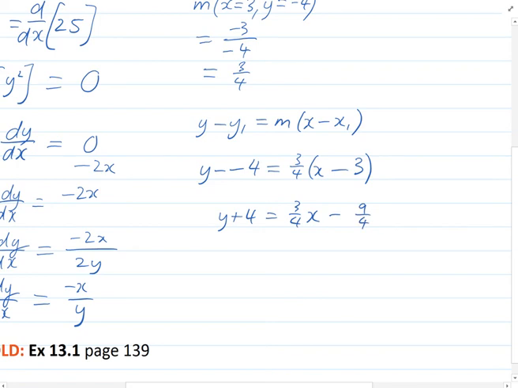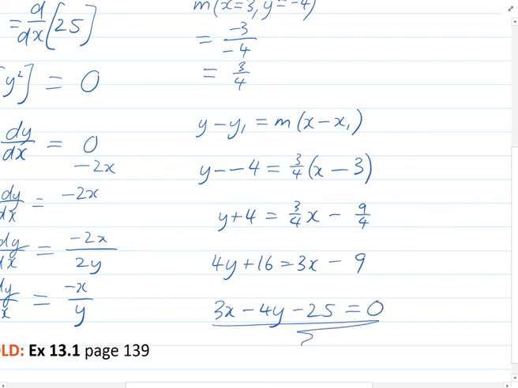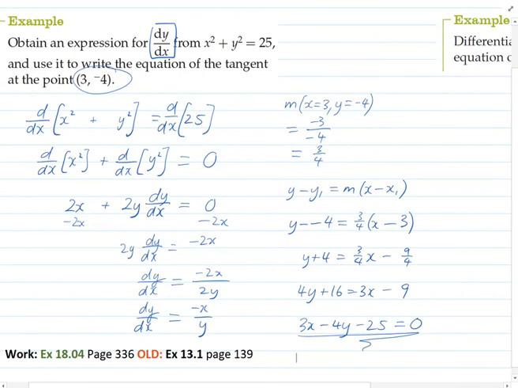Let's times through by 4 to get rid of our fractions. So 4y plus 16 equals 3x minus 9. And let's just bring everything over onto one side, so 3x minus 4y minus 25 equals 0. And that's the equation of the line that is tangent at that point.